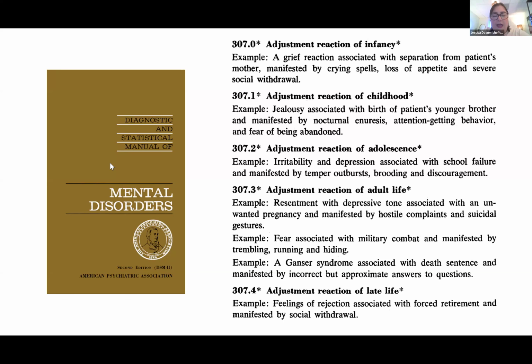Next, we've got adjustment reaction of adolescence, which I don't know about you, but I think everyone probably has some adjustment reaction to adolescence. That is a very rough time in our development period. So the example here is irritability and depression associated with school failure and manifested by temper outburst, brooding, and discouragement. Again, the amount of teenagers that I work with that struggle with irritability and depression is like all of them.